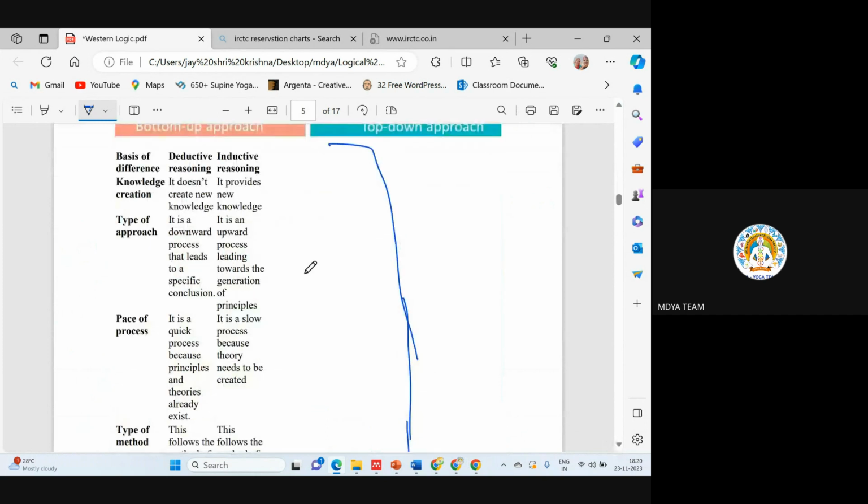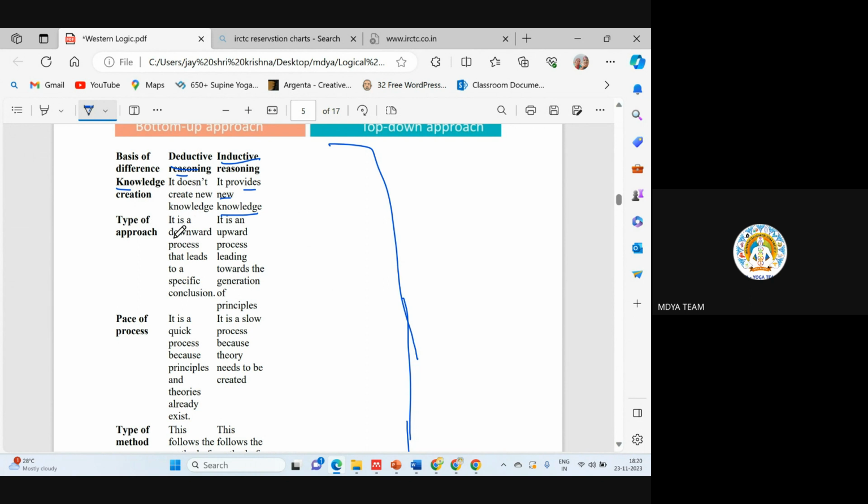Okay. Now let's discuss some differences between deductive reasoning and inductive reasoning. First, knowledge creation. Deductive reasoning does not create new knowledge. We are just using a pre-existing theory and applying it to a particular condition. But inductive reasoning provides new knowledge. You are creating a new theory. You are discovering a new theory.